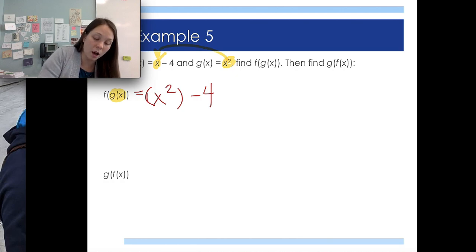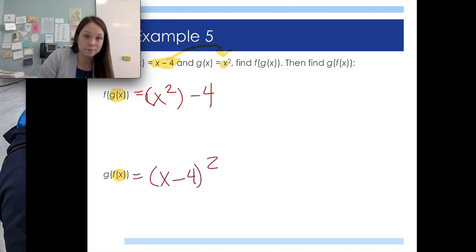Now if we do this the other way and we compose them in the opposite direction, so I take all of f of x and I plug it into g, I'm going to get not x squared, I'm going to get x minus 4 squared.